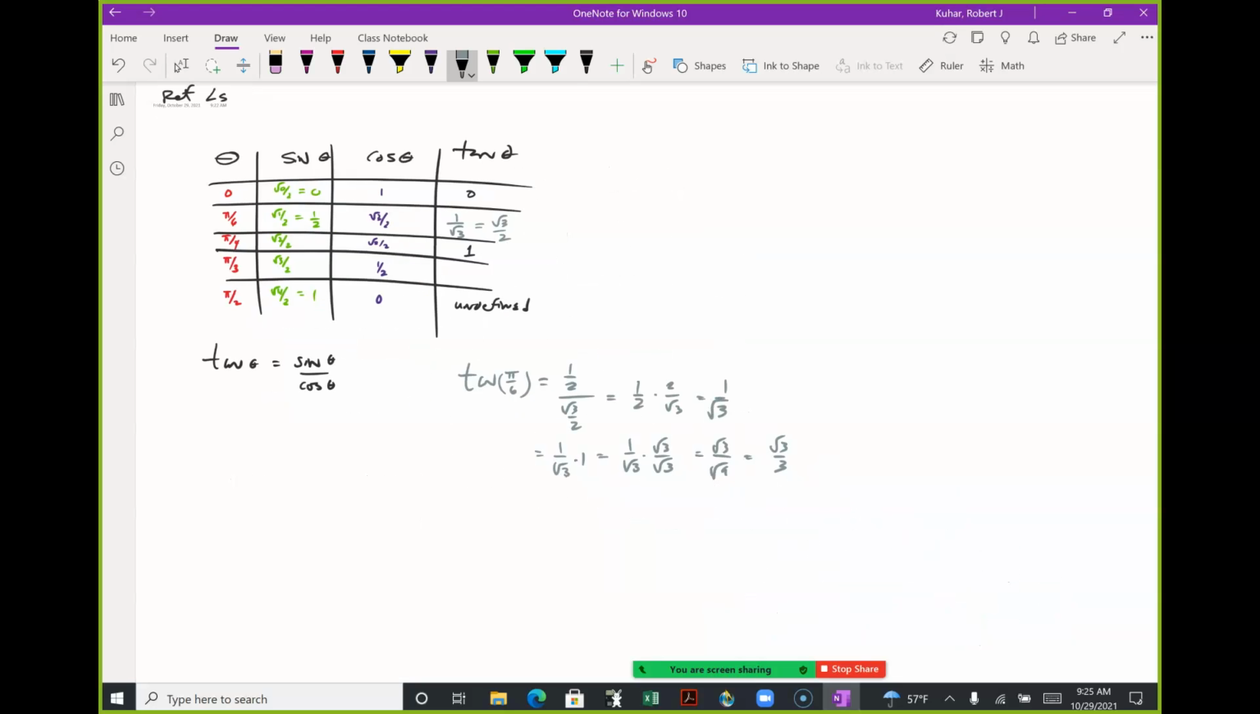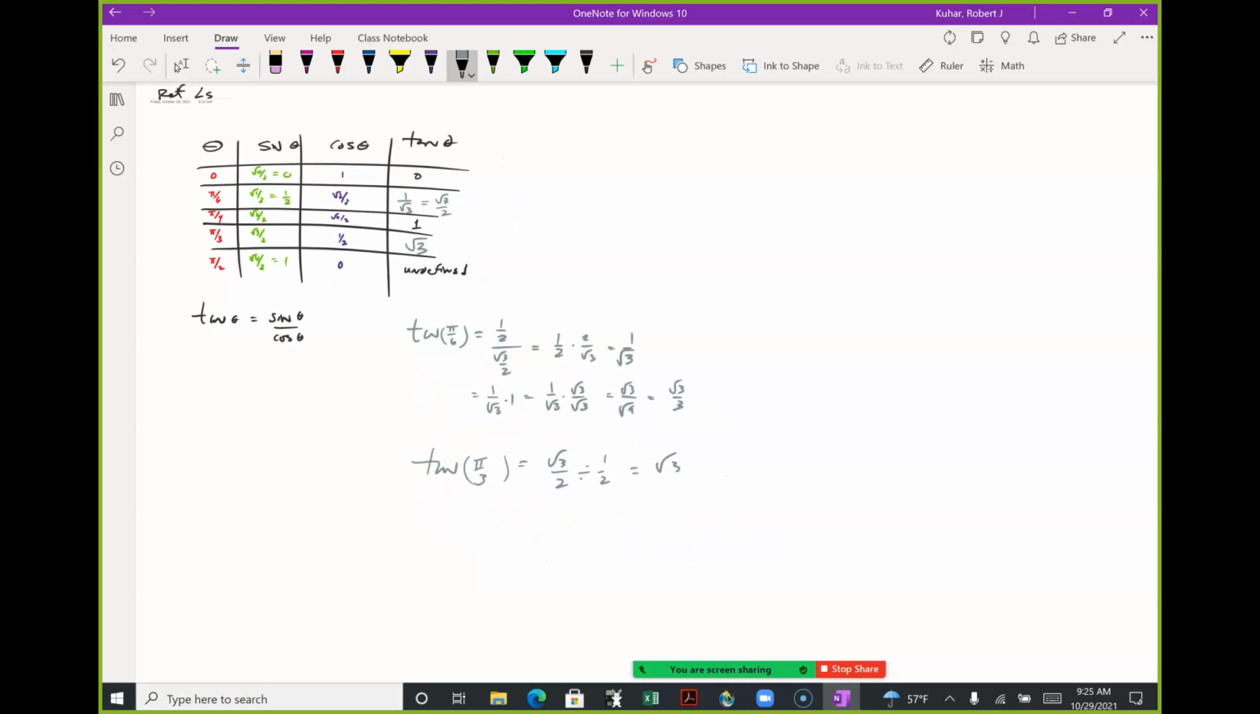And the last one, tan of pi over 3, is pretty simple, right? It's rad 3 over 2 divided by 1/2. And so I just get rad 3. So I guess the first thing I would ask you to be able to do is use that table to find me trigs at a certain angle.